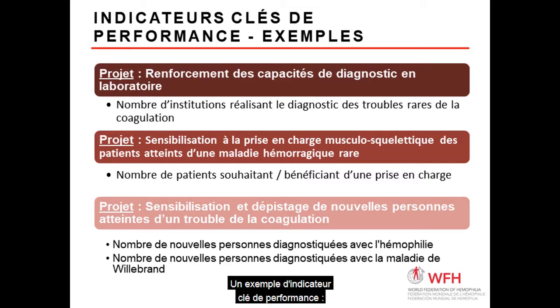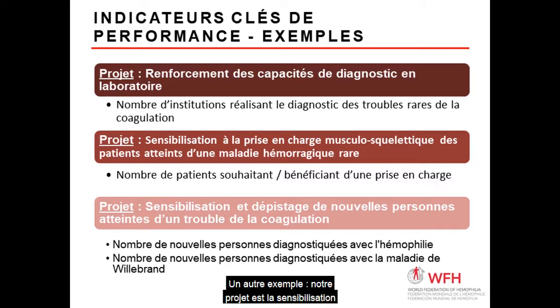Our key performance indicators. So here's an example. The project is capacity building on laboratory diagnosis. So what we want to measure is the number of institutions that diagnose rare inherited bleeding disorders. Okay? So this is a number. We want to increase. Remember, we're using that verb, increase. And we want to make sure that more places can diagnose inherited bleeding disorders. And why do we want to do that? Well, because without diagnosis, people can't get access to care and treatment.